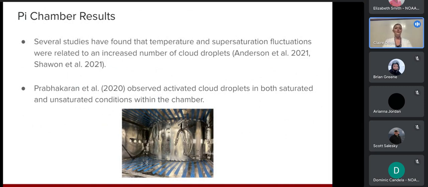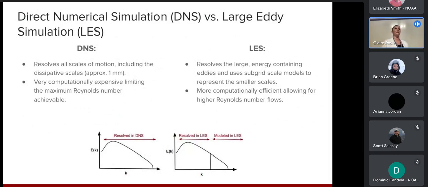Several studies have found that temperature and supersaturation fluctuations were related to an increase in the number of cloud droplets. And another study observed activated cloud droplets in both unsaturated and saturated conditions. And this is really important because this suggests that there are fluctuations that are above saturation leading to activation of cloud droplets, even when your ambient environment is unsaturated. So we keep hitting at this point that this is all great. We're getting data, we're getting information, but it's very spatially limited, which takes us to numerical models.